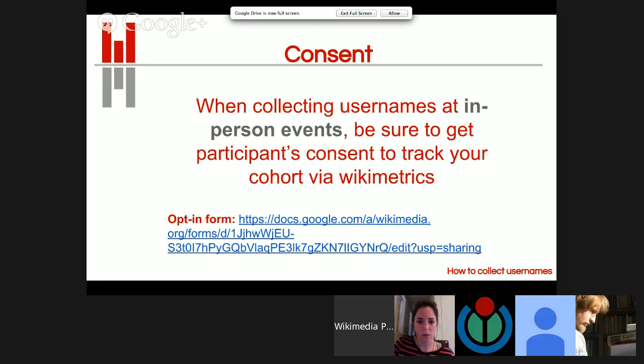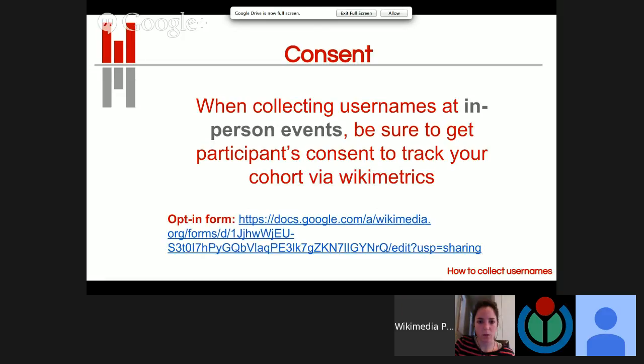If it's on wiki, then you can just have a paragraph that allows people to opt out. So if they don't want their usernames to be tracked, then you give them the opportunity to contact you so that you can then remove them from the list of individuals for which you will get data.